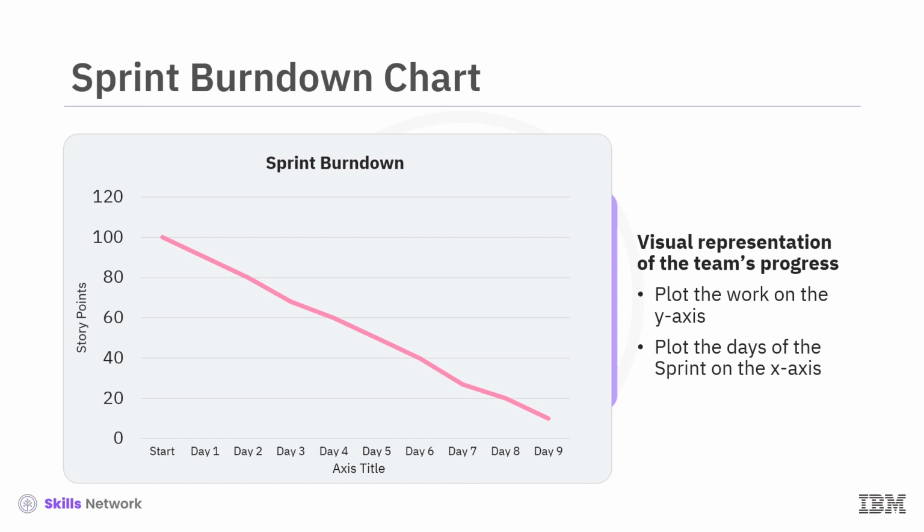For example, if a Scrum team has 100 story points to complete in a 10-day sprint, the y-axis will show story points from 0 to 100, and the x-axis will show the 10 days, including the start and remaining days. The chart starts at 100 story points on the first day and should gradually decrease towards 0 by day 9. The chart helps track if the team is on schedule. If the progress line is above the ideal line, the team is behind. If it follows the ideal line, the team is on track.